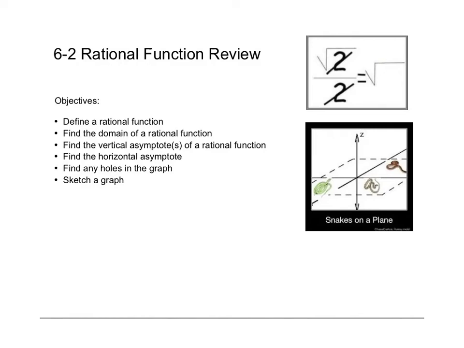This is video 2 on rational functions. We're going to be looking at defining a rational function, finding its domain, vertical asymptotes, horizontal asymptote, any holes, and sketch. So let's get to it.